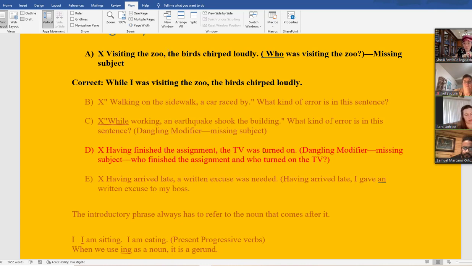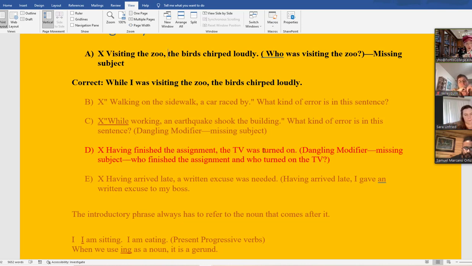Another way you could say it is, having finished the assignment, I then turned on the TV. Yes, like that works well? Okay. And then the modifier. Always the modifier has to be next to it. So the modifier meaning the adjective clause. While finishing the assignment, that is an adjective clause that describes a person.